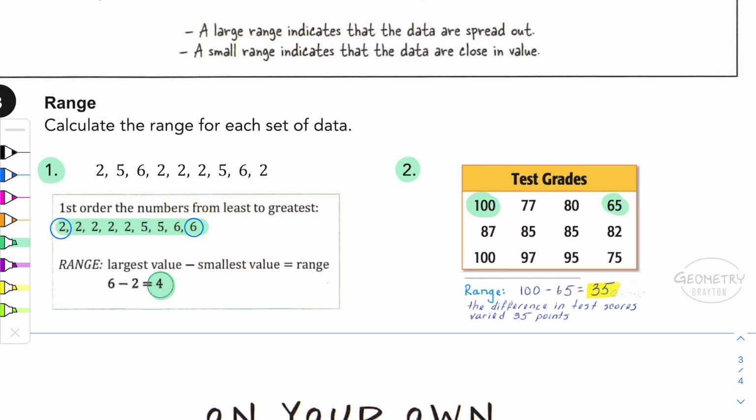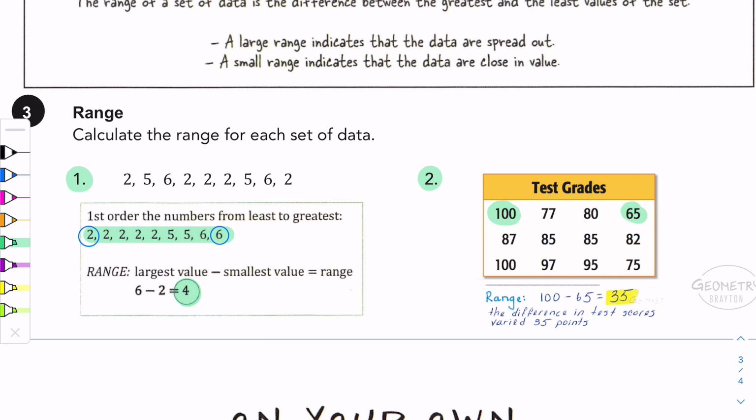I would like everyone to complete the on your own section by yourself. I think that this stuff is mostly repeated from previous concepts you've learned, but also we went through quite a few examples. So please try the on your own section by yourself, and then come back to the video if you would like to check out my answers.